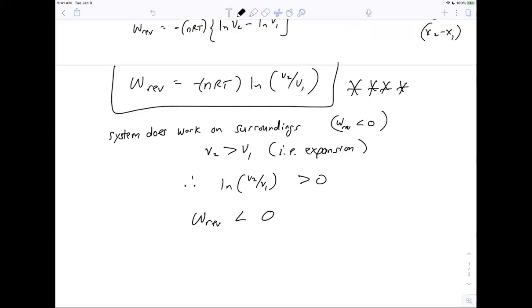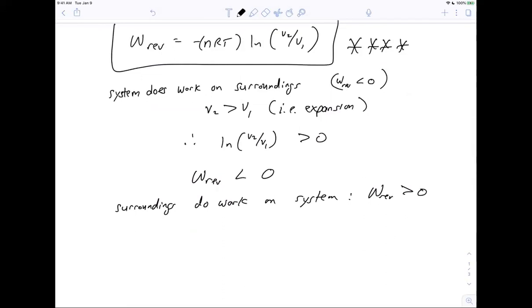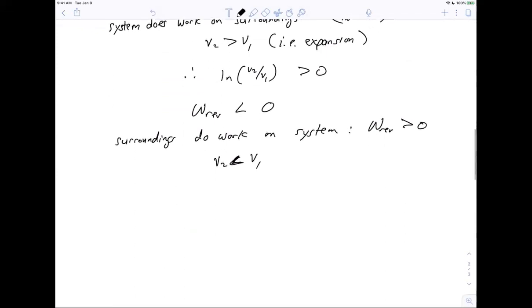And now, if the surroundings do work on the system, we already know a priori that W reversible will have to be greater than 0. And so again, in this case, if we say there's a compression of the gas due to some mechanism in the surroundings, V2 will be less than V1 because we're compressing, so the final state will have a smaller volume than the initial volume.